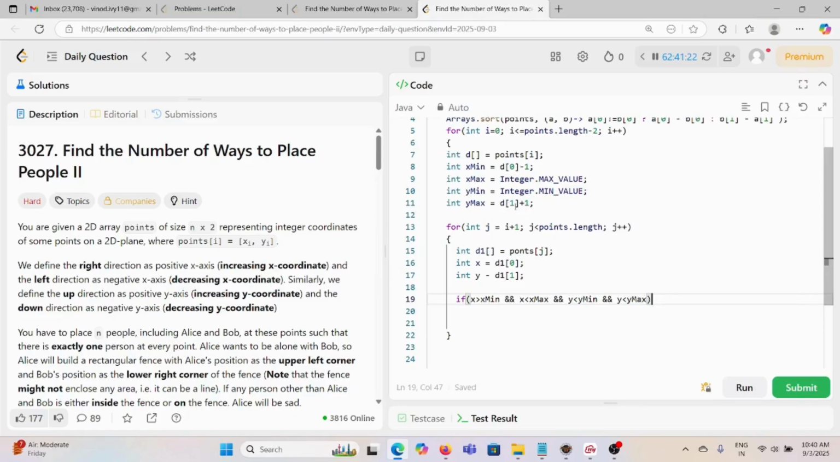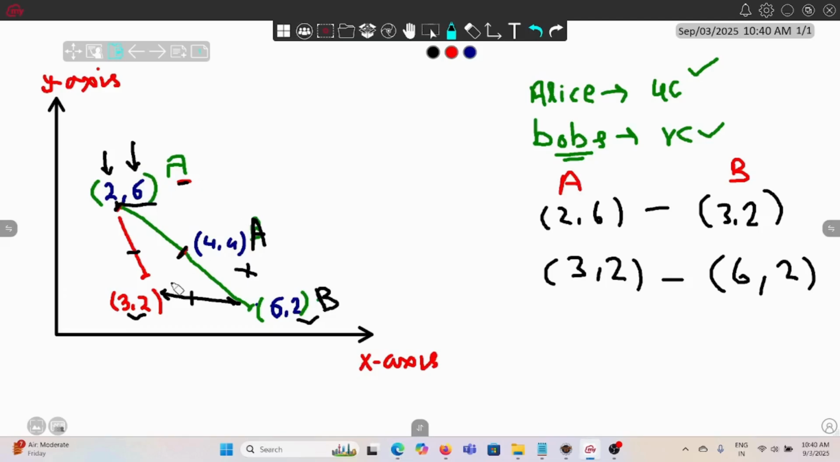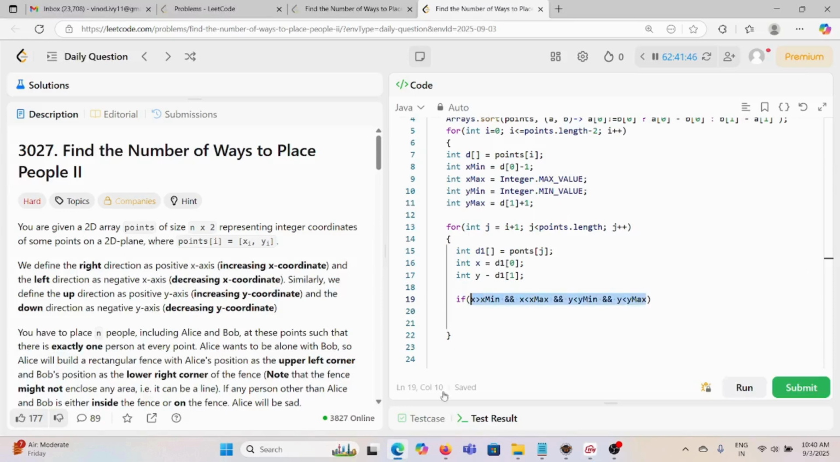If this condition is matching, in that case we can say that this point, for which we started, is a potential point for Alice. If this condition is matching inside this for loop on the right side, you can see in this diagram that if we take 3, 2, then this condition should be matching. So 3 is greater than this x, and y is smaller than this y max. Similarly we are doing the same thing here: x is greater than x min, x is less than x max, y is greater than y min, and y is less than y max, right. So this should be like this.